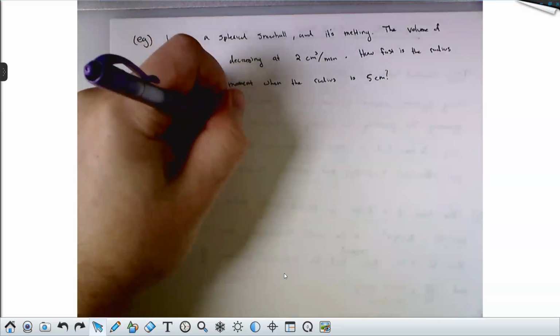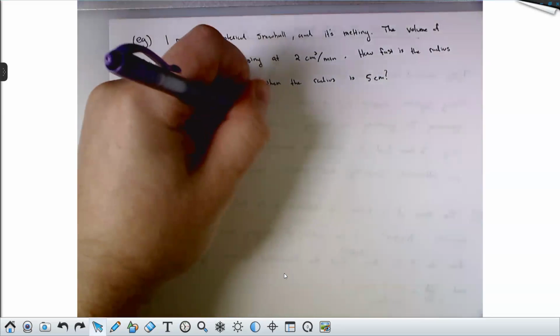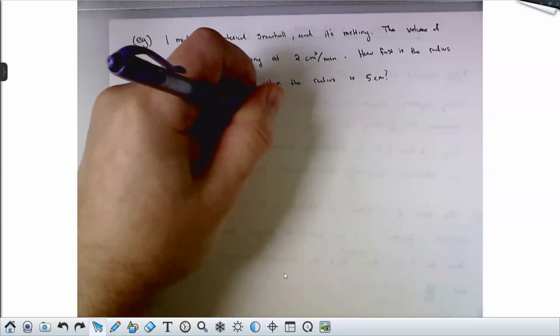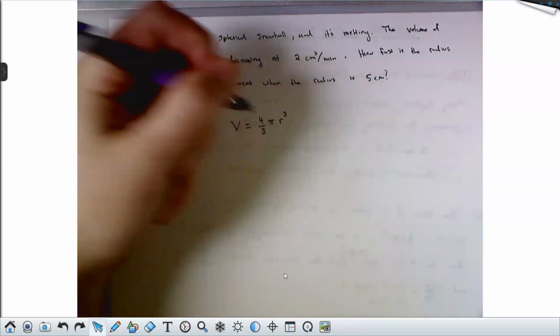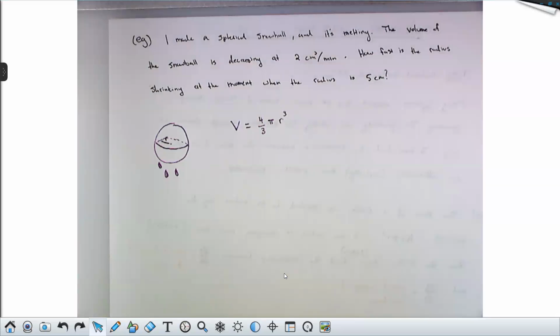I know that the volume of that sphere is 4/3 times pi r cubed. So if at any moment in time I knew the radius, I could find the volume, right? But that's not what I'm asking. I'm asking how fast is the radius shrinking at the moment when the radius is 5 centimeters. So what I need to do is relate the radius rate of change, which is dr dt.